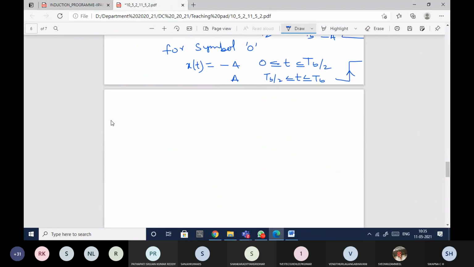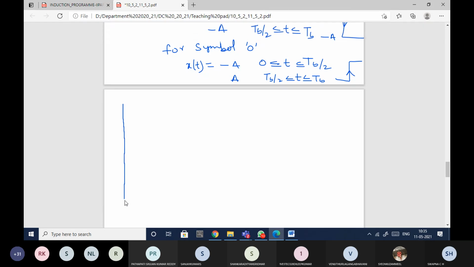Again we'll try to draw the format for this. This is t and this is x of t. I have 0, 1, 1, 0, 1, 0, 1.